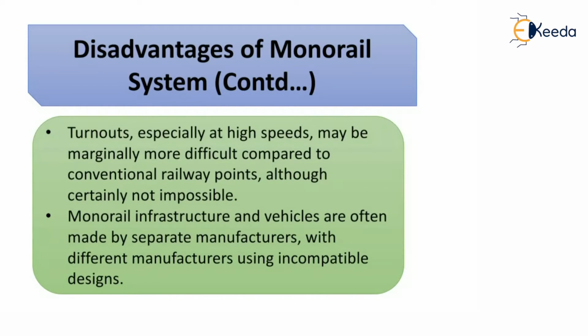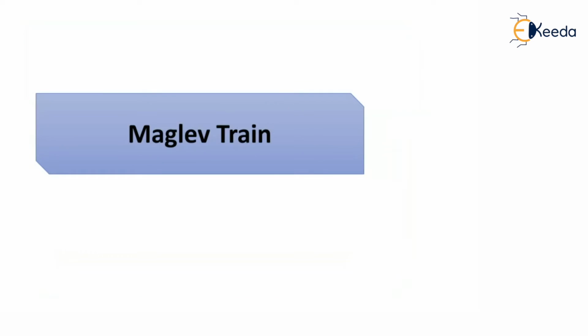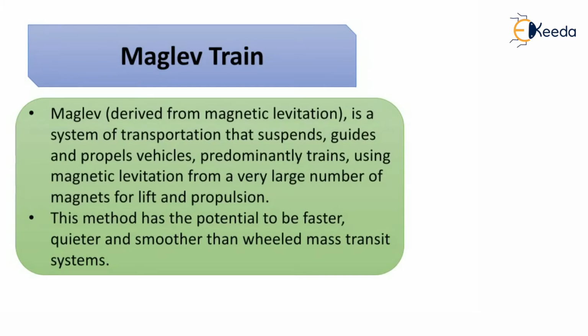The turnouts, especially at high speeds, may be marginally more difficult compared to conventional railway points. The monorail infrastructure and vehicles are often made by separate manufacturers with different manufacture using incompatible designs. Now we will talk about the maglev train.